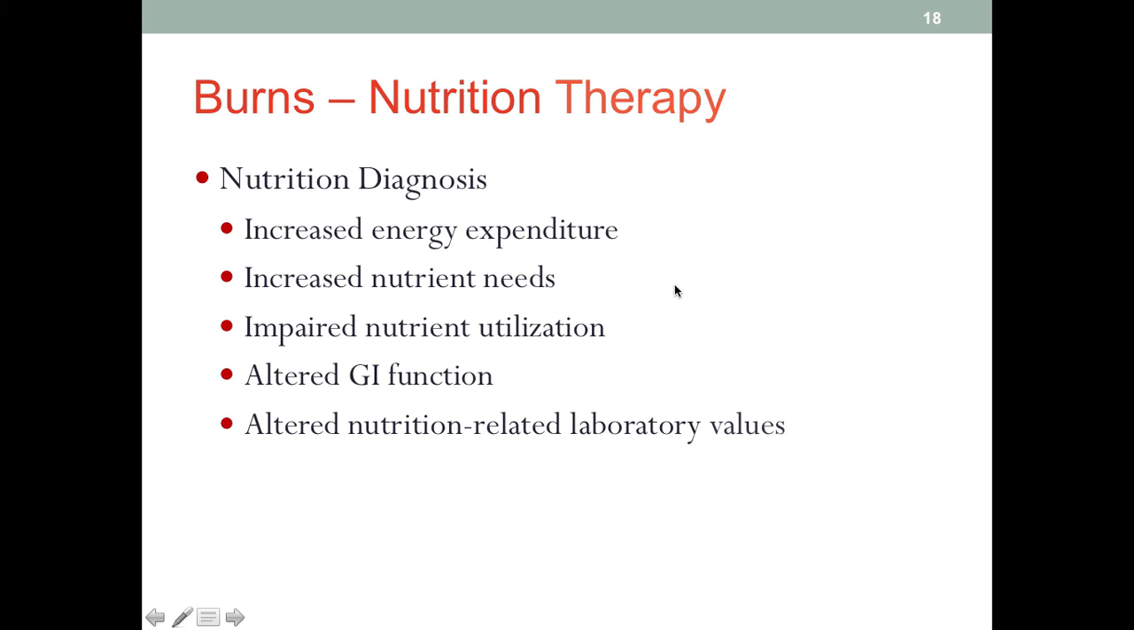So these are commonly used nutrition problems when we're writing the PES statements for burn patients. These are all pretty typical, and we did mention most of these in other metabolic stress conditions.